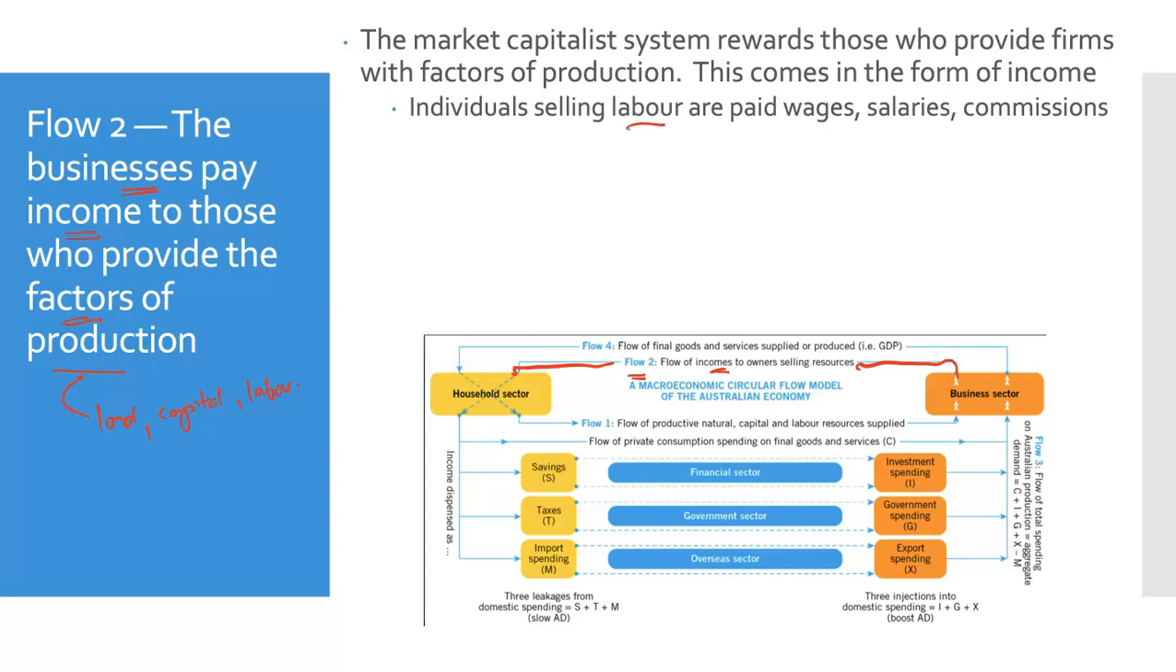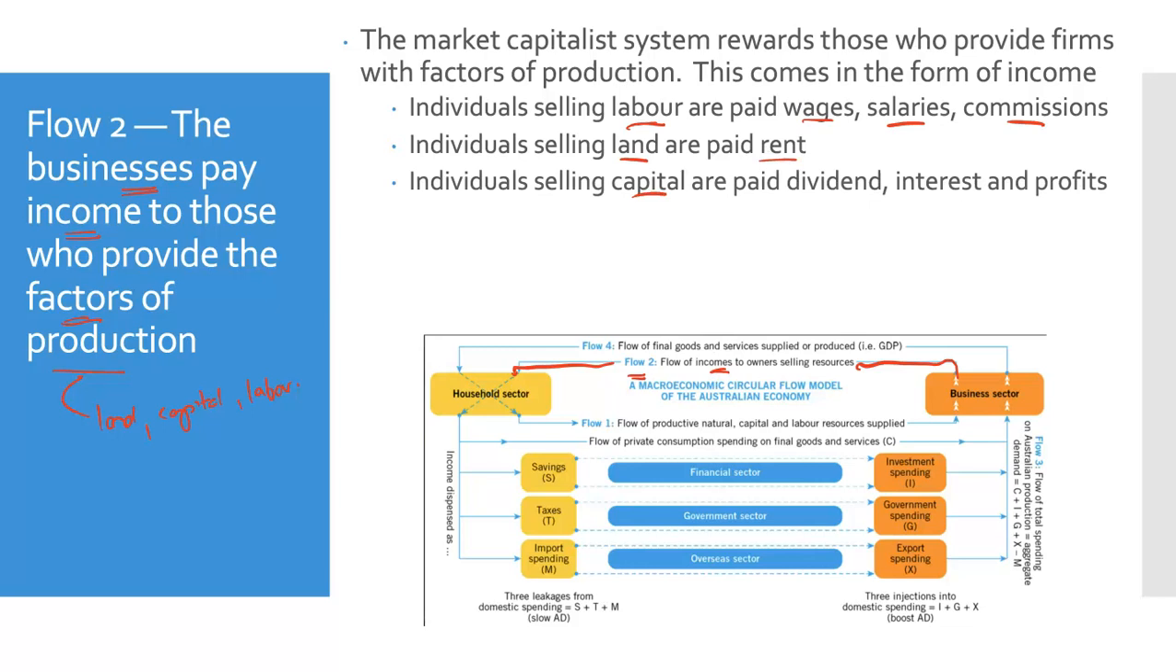Individuals selling labour, one of the factors of production, are paid wages, salaries, or commissions, depending on the job that you do. Individuals selling land or providing land are paid rent. And individuals selling capital are paid dividends, interest, and profits. Often they're investing in those businesses.